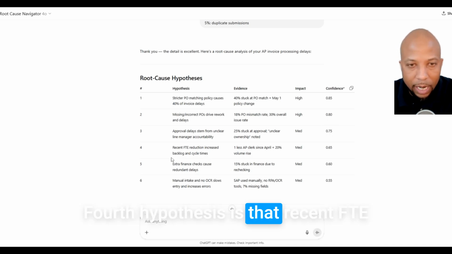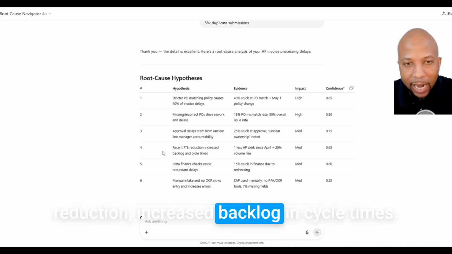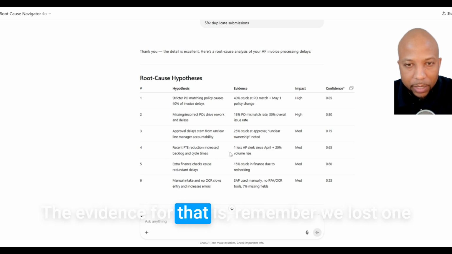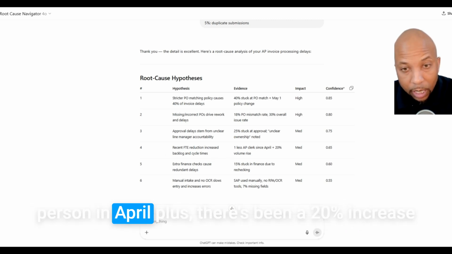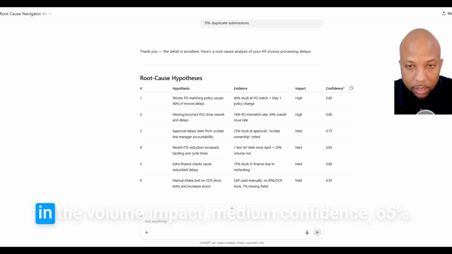The fourth hypothesis is that the recent FTE reduction increased backlog and cycle times. The evidence for that is, remember, we lost one person in April, plus there's been a 20% increase in the volume.